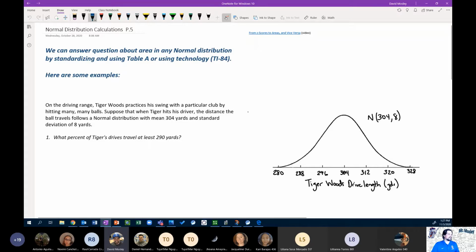Let's get my pens out. All right. As our heading says, we can answer questions about area in any normal distribution by standardizing and using table A, or using technology, our TI-84 graphing calculator. Here are some examples. I'm going to show you how to use table A and the graphing calculator today in the lesson.